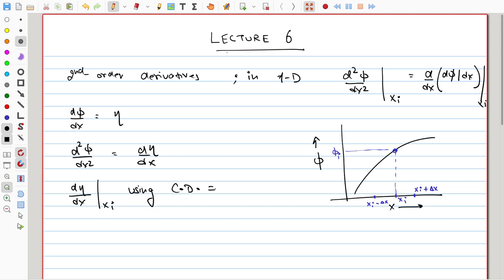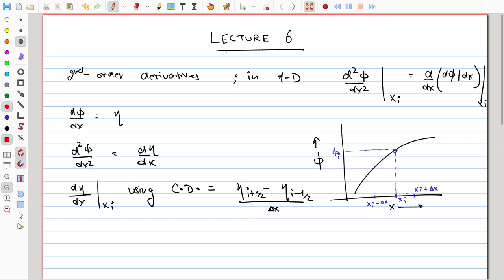Using center difference, anybody want to help me out? What will be d eta by dx? It will be eta at i plus 1 minus eta at i minus 1 upon 2 delta x. So that's one forward point, one backward point, right? Can I also do this? Can I call it i plus half, i minus half, and divide by delta x? I know that there is no point that exists at i plus half, but if there was a point, I could have done it, right?